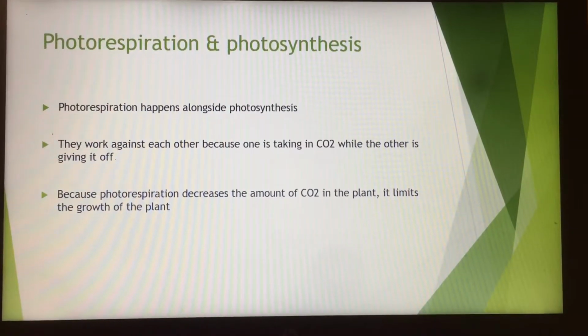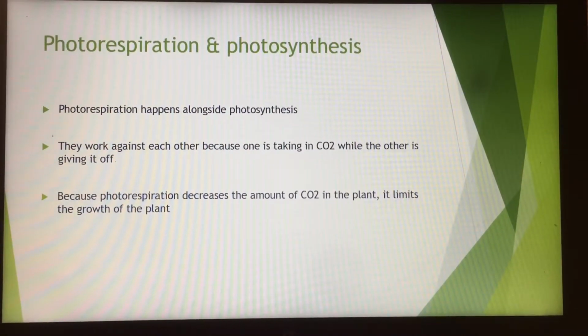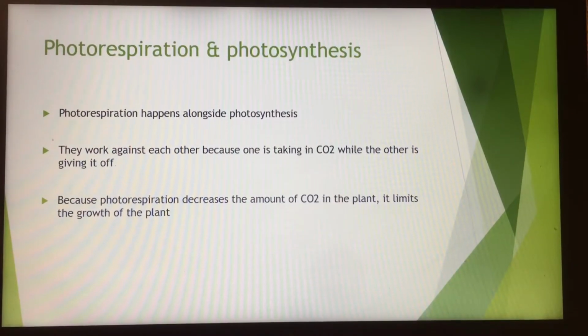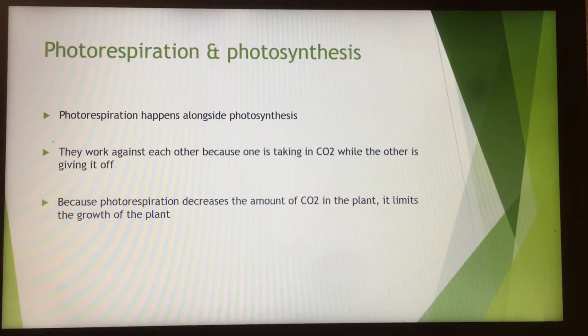And because photorespiration decreases the amount of carbon dioxide in the plant, it limits the growth of the plant, which is a negative factor on the plant.